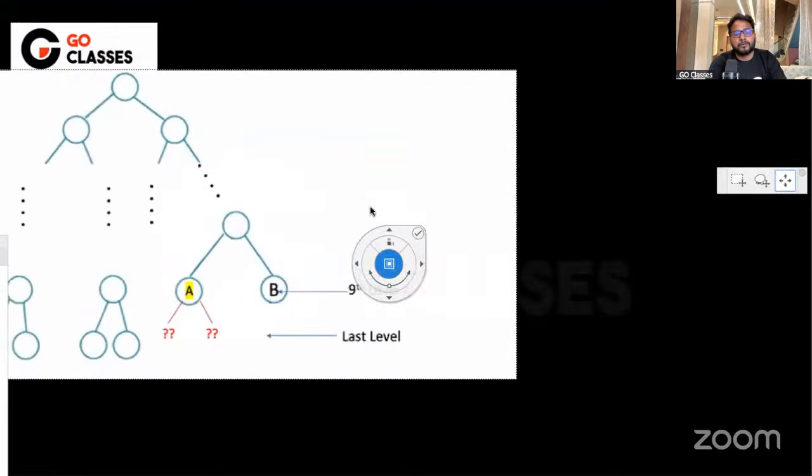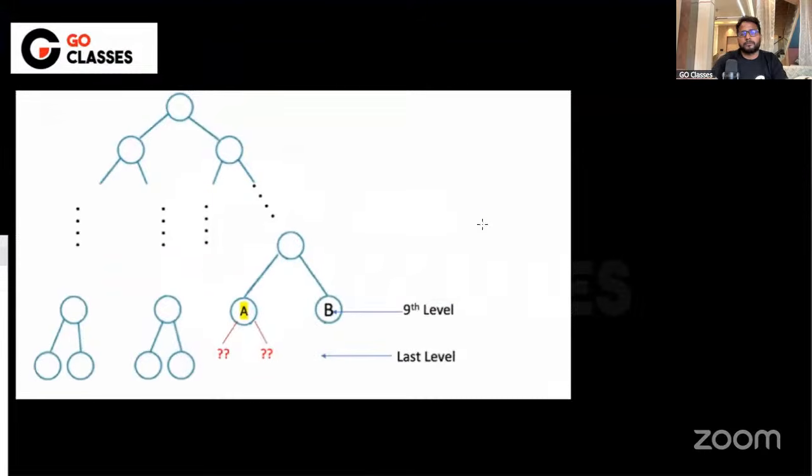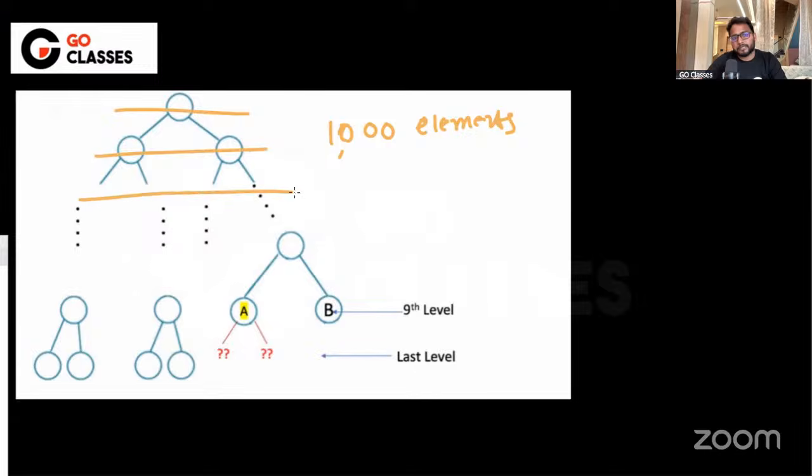Okay, so suppose this is the tree with the 1,000 elements. This is the tree that I have for the 1,000 elements. Now, let's suppose this is label 0, this is label 1, like this, right? This is label 2, like this. This is the ninth level. So can you tell me how many nodes will be there till this point?